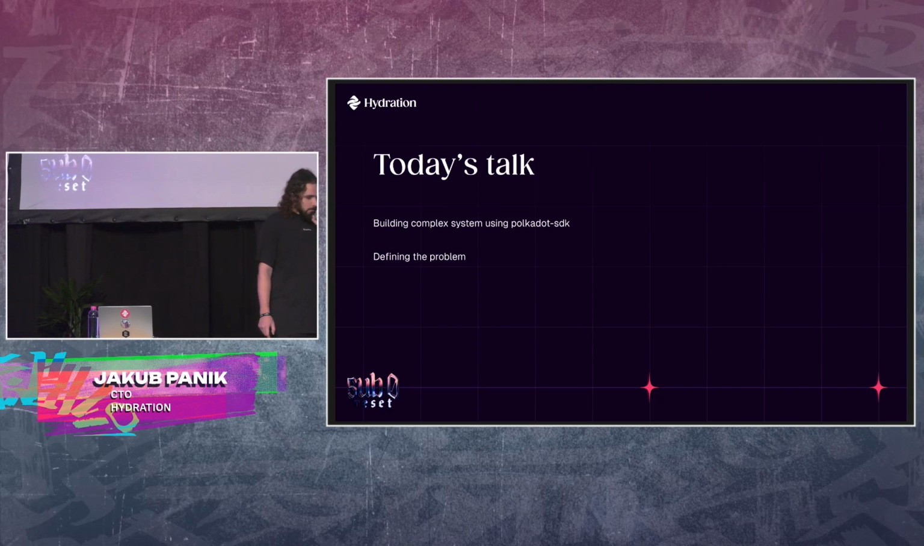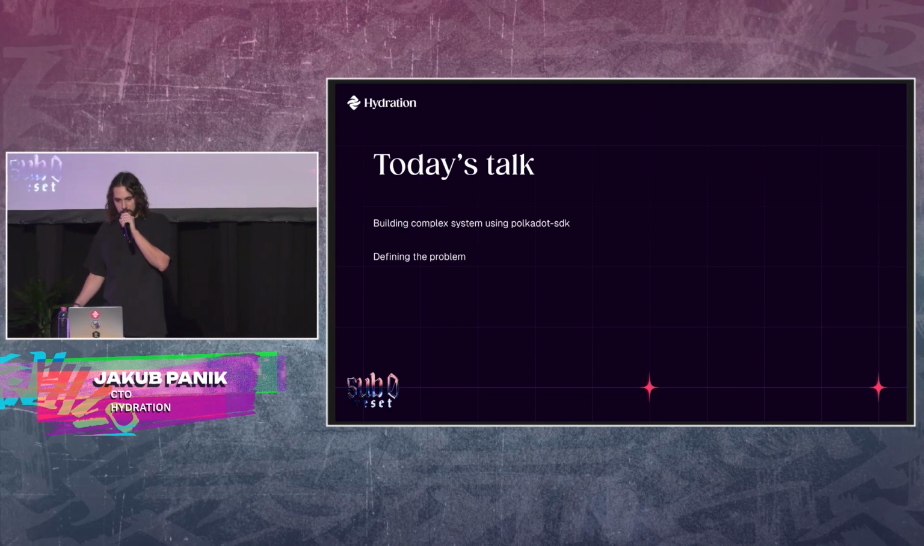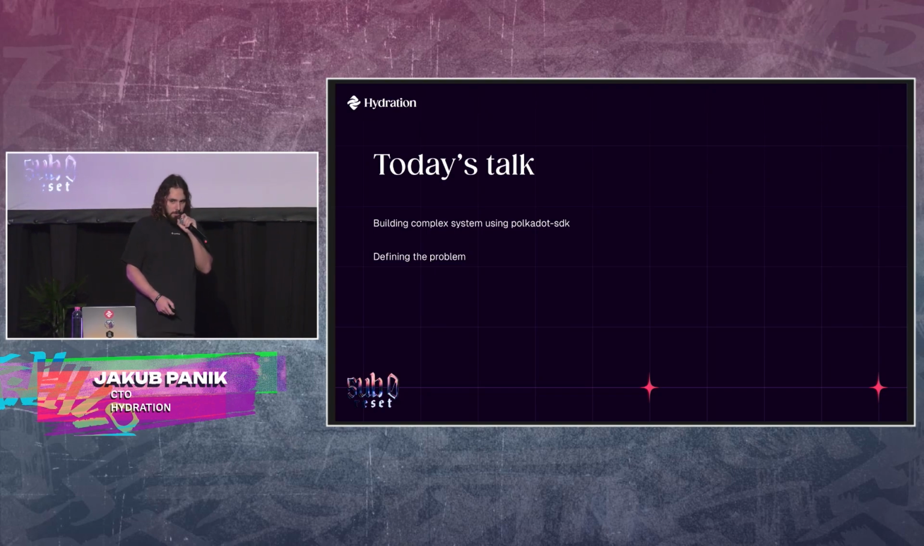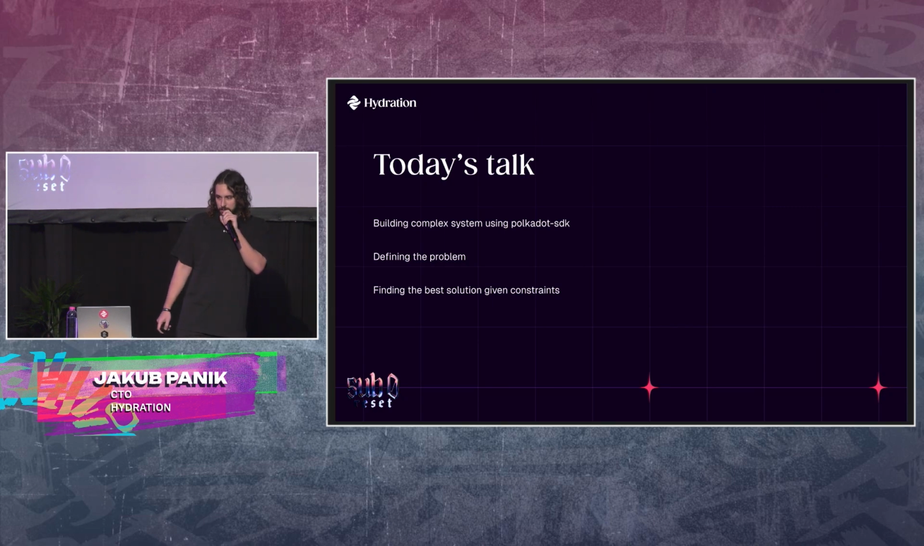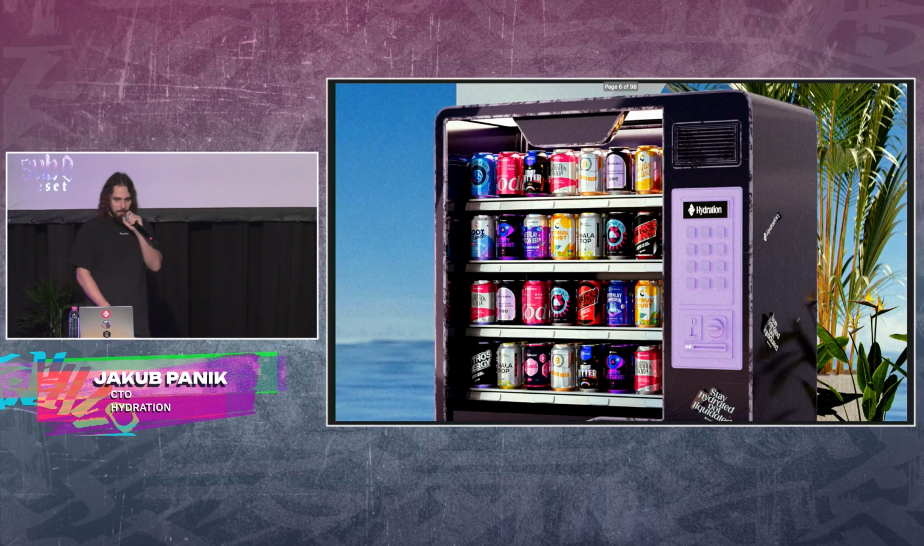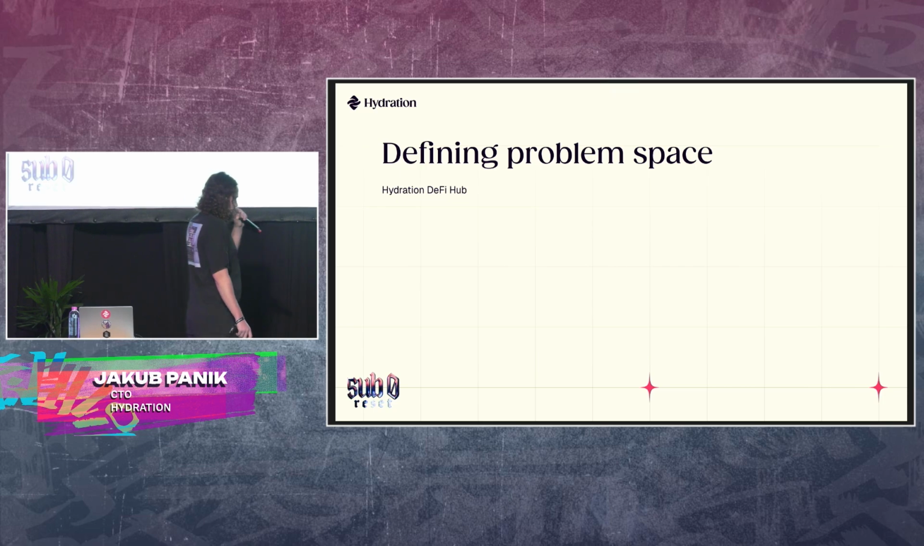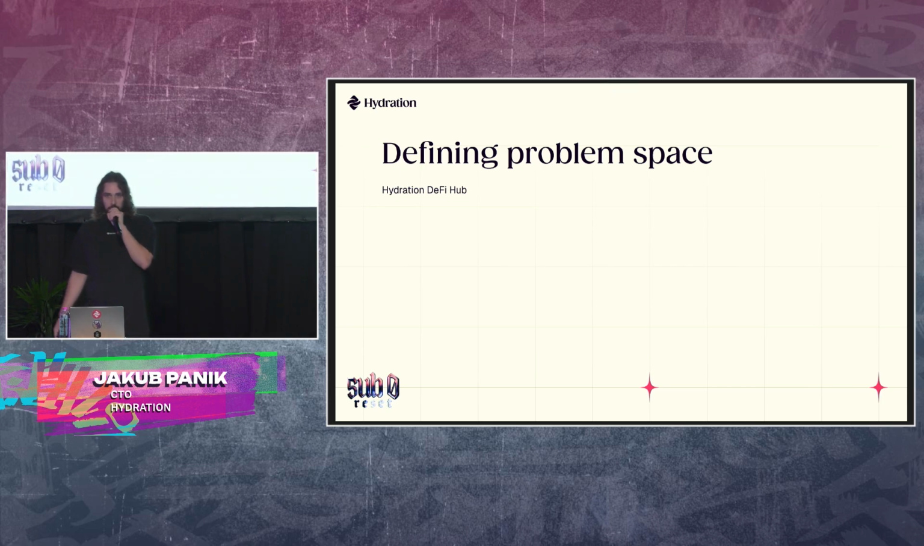Today we'll talk about how to build some more complex system using Polkadot SDK. We will talk about how to define the problem and find the best possible solution given some constraints, and then execute on this, pun intended. So, first, to build some solution, we need to define the problem space. So we need to know what we are building on.